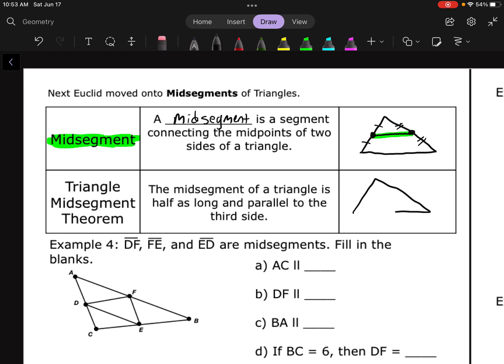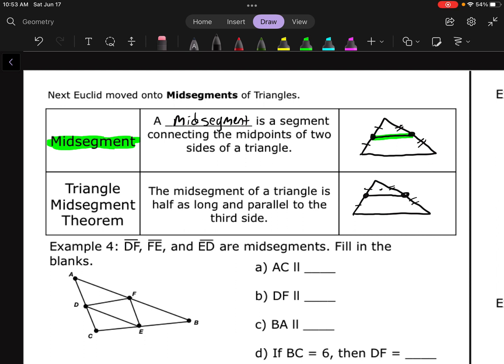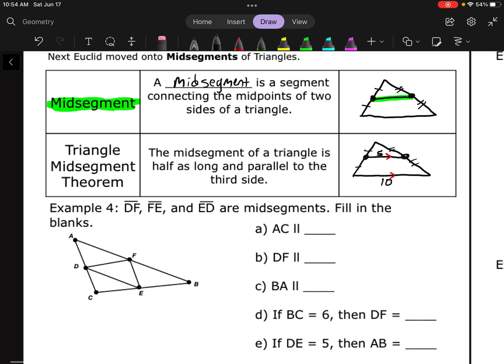So what that means is that if we've got a midsegment here, that means that if the midsegment is 5, the third side's going to be 10 because the midsegment is half as long and it's going to be parallel. So we're going to put those little arrows on there. Let me draw those a little bit better. Let me do them in red actually. So they're parallel and it's half as long. Okay, now both of those are going to come in handy big time.